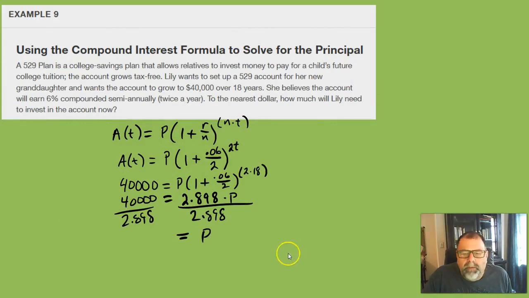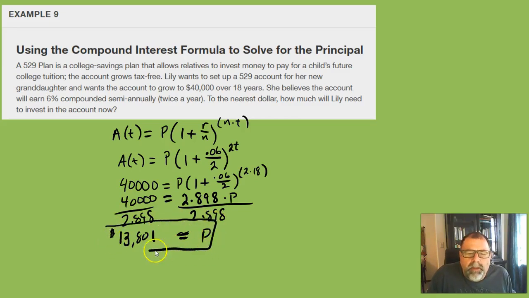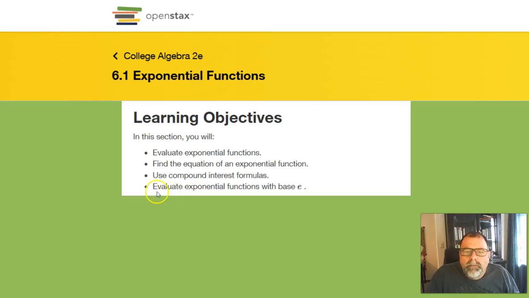and it will grow to close to 40,000, right? These are just estimates anyway, so I'm going to round it to the nearest. Oh, they want the nearest dollar, so 13,801. All right, so she'll need to invest $13,801, and in 18 years, assuming that she gets the 6%, it will be 40,000. And using our last learning objective, evaluate exponential functions with base e.